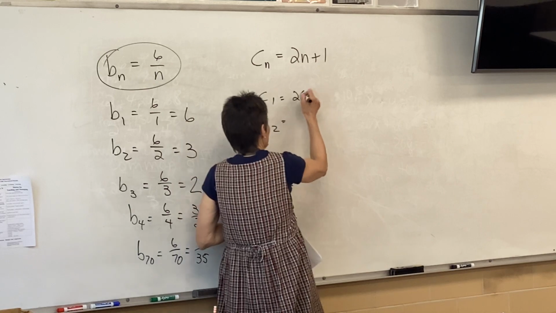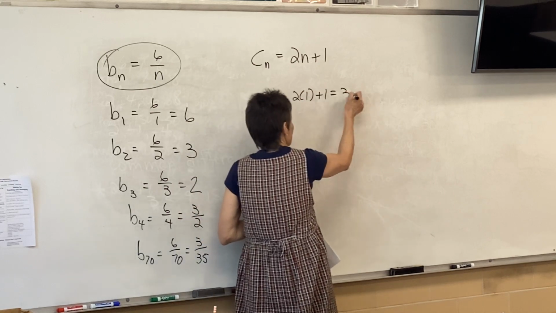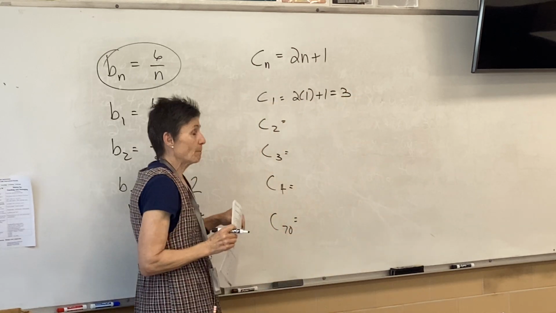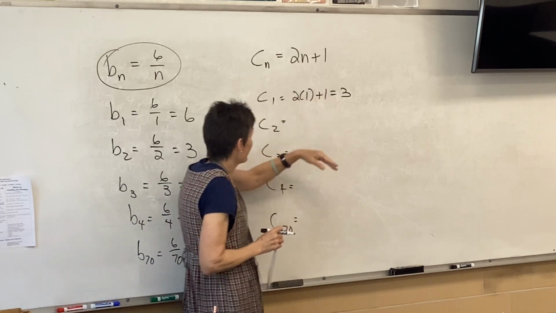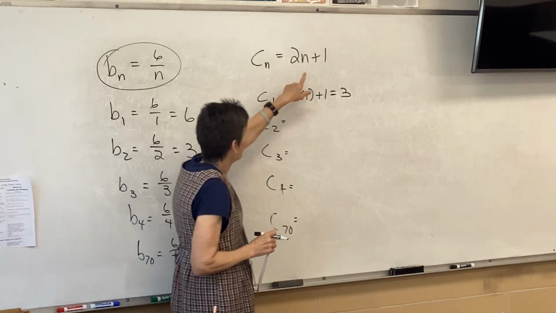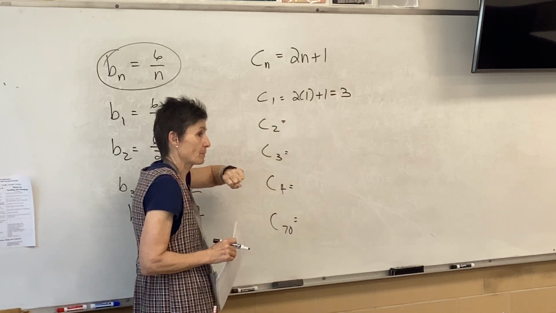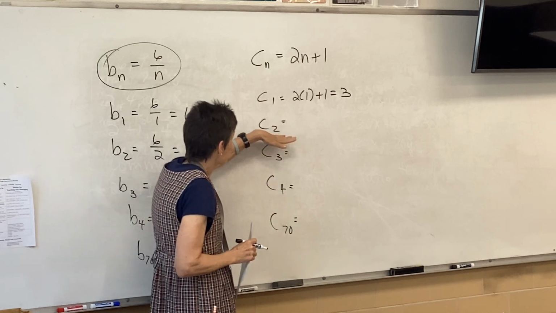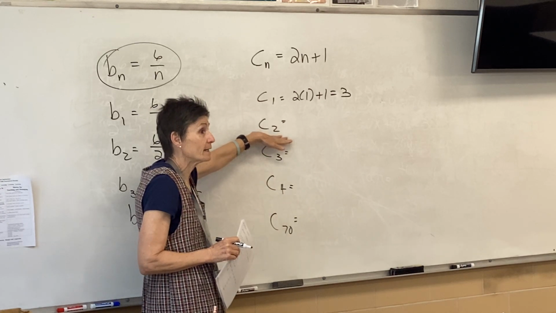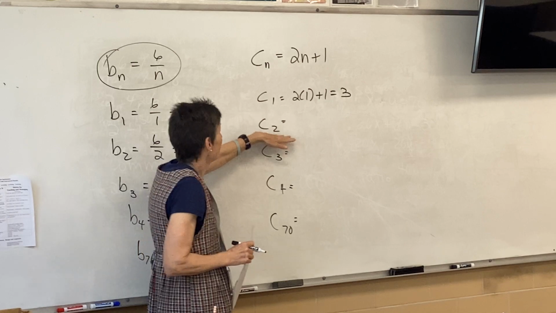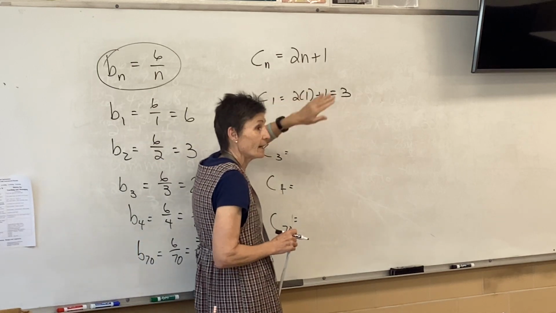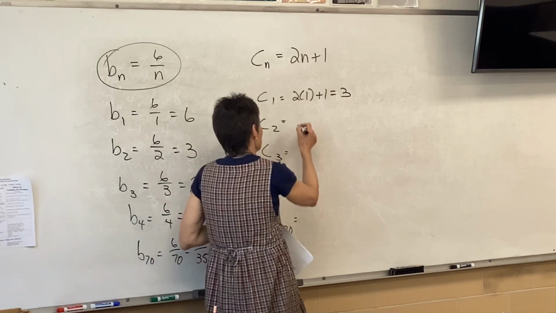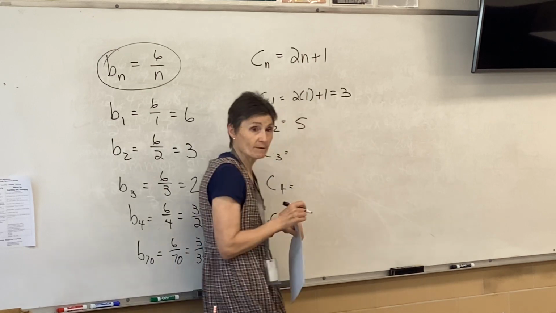2 times 1 plus 1, which is 3. Now, most of you can do that in your head, so you can write all that down. If you plug in a 1, you get 3. Alright, C sub 2, I'm going to plug in 2, and if I plug in 2, I get 5. Is that right, everyone?